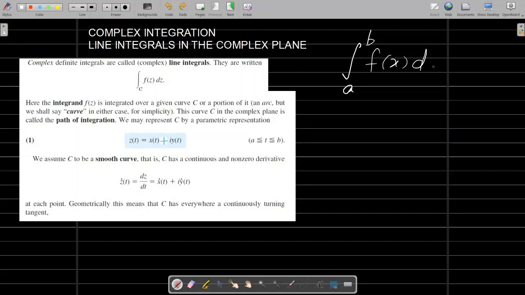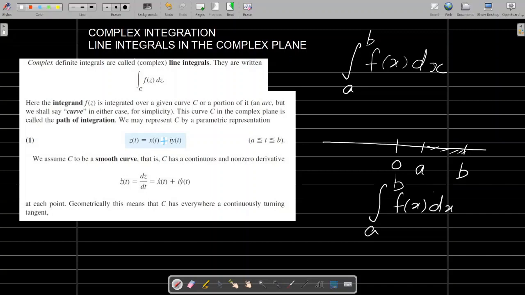over the real line. Okay, so we have the real line like this. This is, say, the point 0, and suppose we have 2 points a and b. The input points are taken from this interval a to b. That is, x values are taken from a to b, and we are integrating the function from a to b, f of x dx.